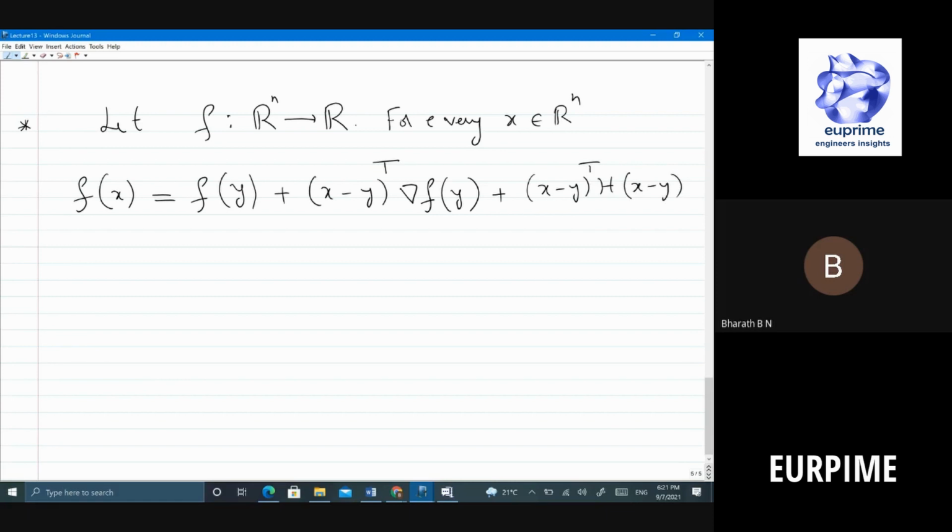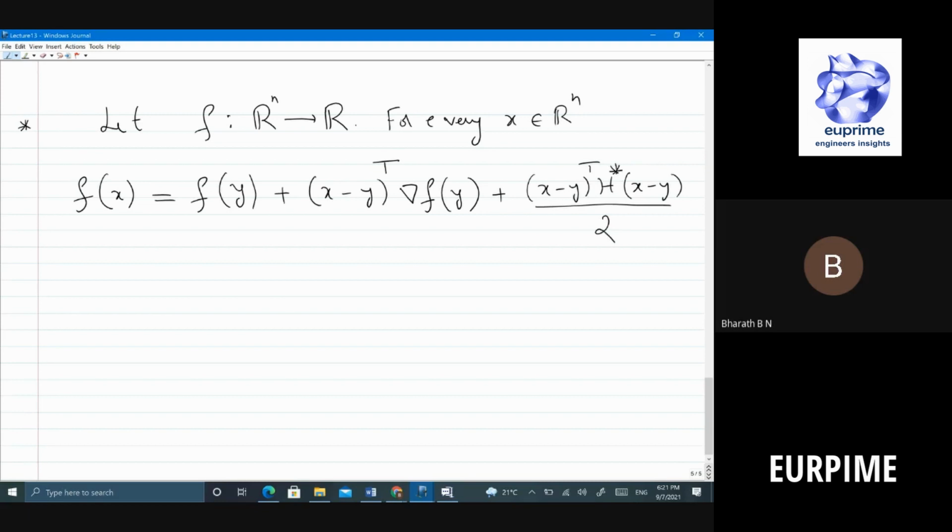(x minus y) transpose is a row vector, H is a matrix, so it's 1 by n times n by n, so it will be 1 by n, right? You get one row and n columns, so you'll get another row vector. When you multiply by x minus y, which is a column vector, row vector times column vector, you'll get a number, right? Of course, there is a 1 by 2. Well, what is the issue here?